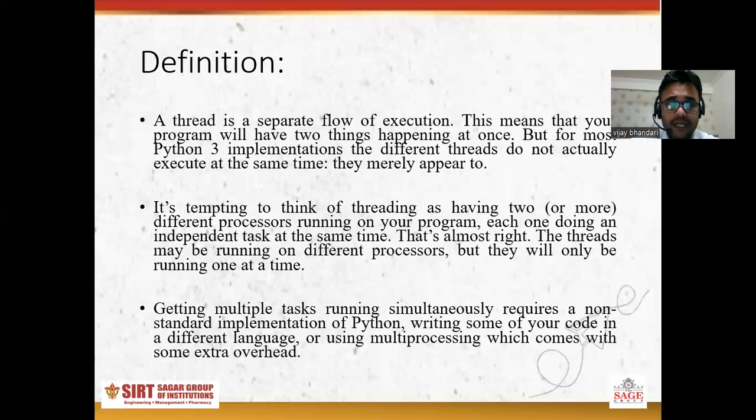Getting multiple tasks to run simultaneously requires a non-standard implementation of Python, writing some of your code in a different language, or using multiprocessing, which comes with some extra overhead. This is because of the way the CPython implementation of Python works. Threading may not speed up all tasks. This is due to the interactions with the GIL, which essentially limits one Python thread to run at a time. We will see the global interpreter lock in the next slide, right?